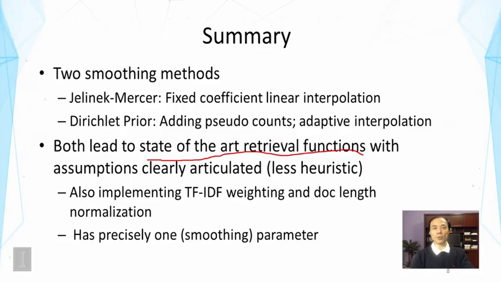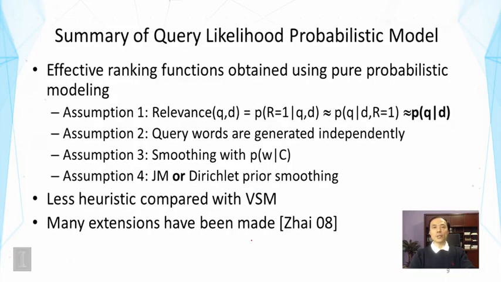Each of these functions also has precisely one smoothing parameter. Of course, we still need to set the smoothing parameter, but there are also methods that can be used to estimate these parameters. So overall, this shows that by using a probabilistic model, we follow a very different strategy than the vector space model. Yet in the end, we end up with some retrieval functions that look very similar to the vector space model, with some advantages in having assumptions clearly stated and then the form dictated by a probabilistic model. Now, this also concludes our discussion of the query likelihood probabilistic model.